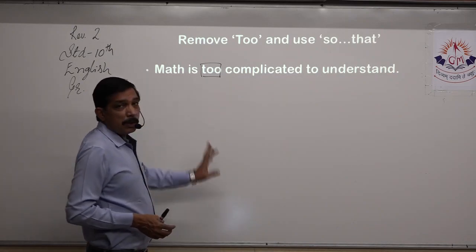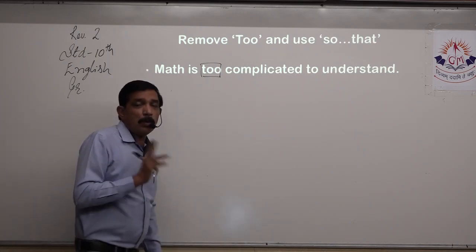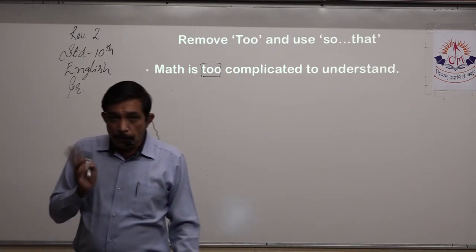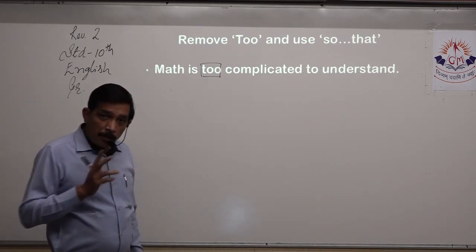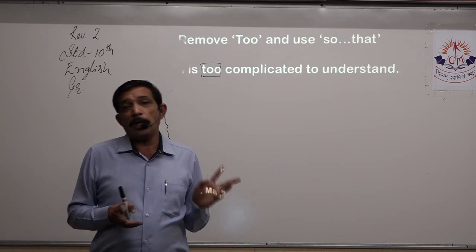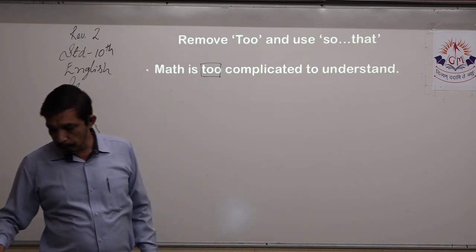So when we are removing to, now this sentence has to but no negation. That means rule number 1 applies: when we remove to and there is no negation, then when we insert so that, negation will be used.